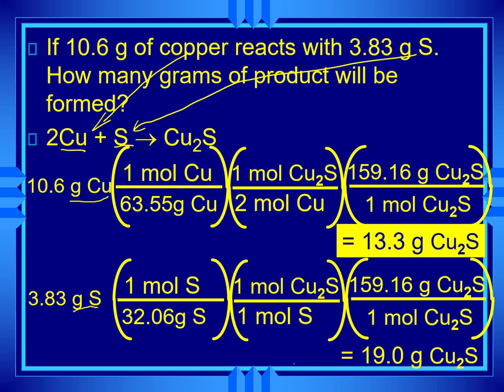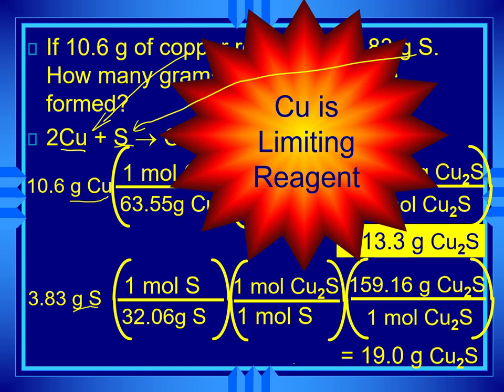Now, it might seem strange that you had to do 2 problems to get 1 answer, but you actually got 2 answers because you also figured out that you're going to run out of copper. You figured out that copper is the limiting reagent. So you do 2 problems, you get 2 answers.